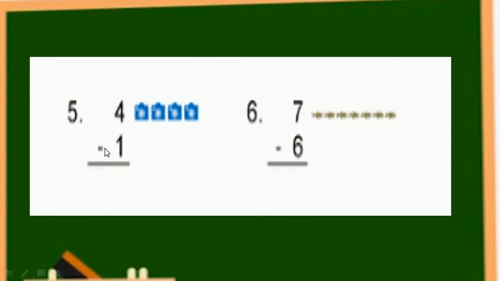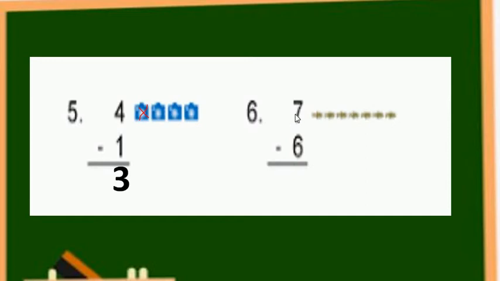4 minus 1. That means I have to cross out one object out of given 4 objects. Let's do it. Here I have crossed one object. Now see what happens. There remain 1, 2, 3 objects. That means 4 minus 1 is equal to 3.